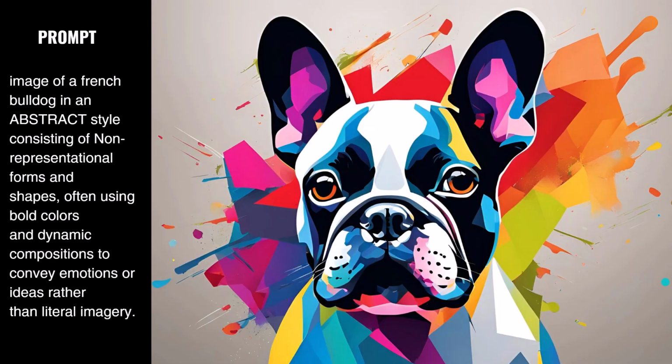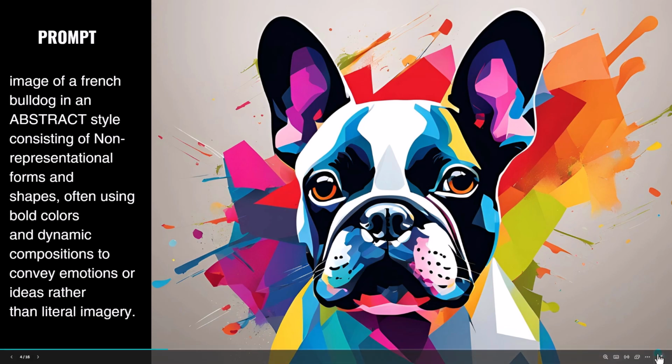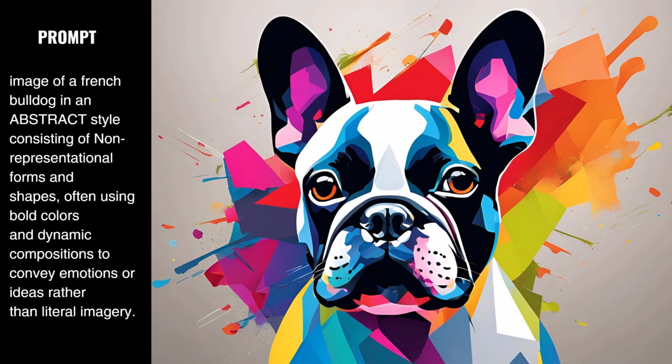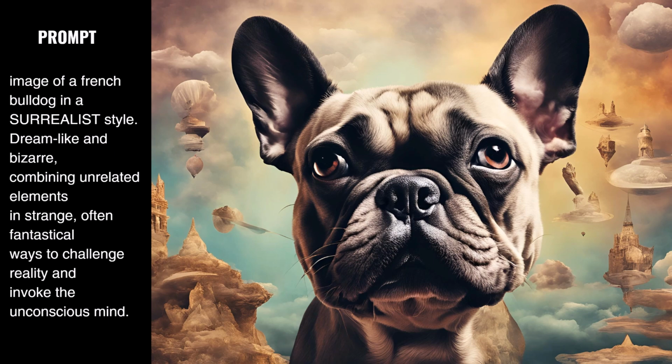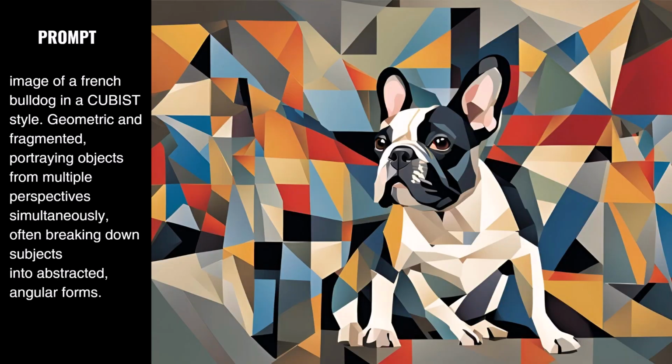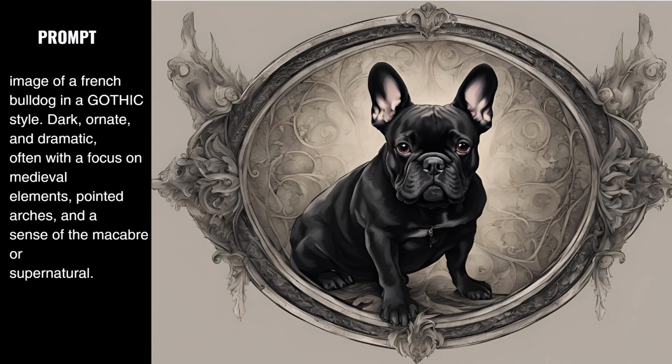Let's look at some other ones here. So abstract style consisting of non-representational forms, shapes, often using bold colors. So this is something completely different. Again, looking at something that's an image of a French bulldog, but completely different style. Here's one that's in a surrealist style. Go on to another one. This is in a cubist style. Lots of geometric shapes and objects. So again, these keywords, these descriptors can result in very, very different results.